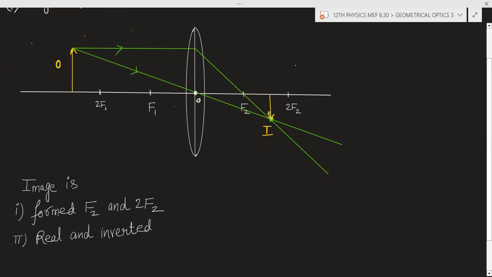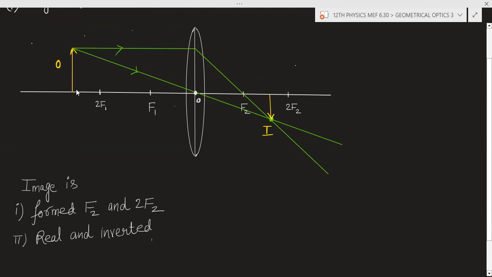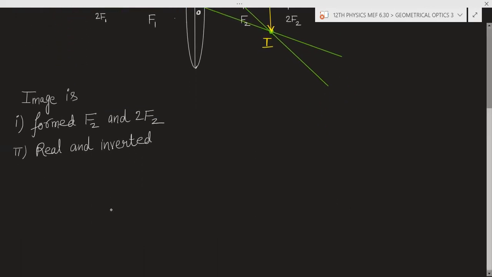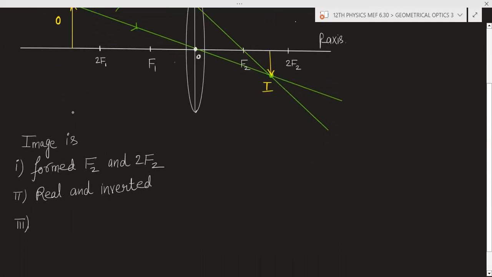Why real? Because rays are actually meeting. Why inverted? Because real images are always inverted. And so you can see the direction of arrows. The object is above principal axis and the image is below principal axis. That is why the image is inverted. Third, you can say size of the image is less than the size of the object. So you will say the image is diminished.